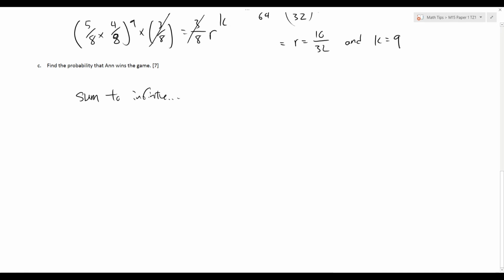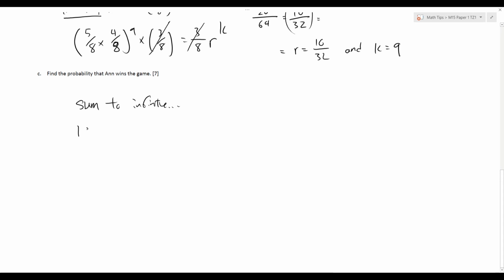So the reason being that finding the probability that Ann wins the game is this. The probability of Ann not winning is what? It's 10 over 32, or whatever that is, because that times how many ever times is that probability, or the common ratio. And then u1, she wins the first go, is 3 over 8.